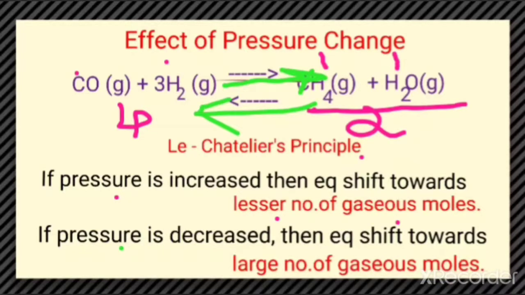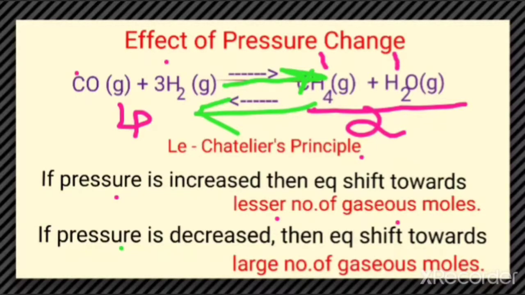So depending upon the number of gaseous moles on the reactant side and product side, if the pressure is increased, then the equilibrium shifts towards where there is a lesser number of gaseous moles. But when the pressure is decreased, then it shifts toward the larger number of gaseous moles, because the pressure is due to the gaseous molecules.